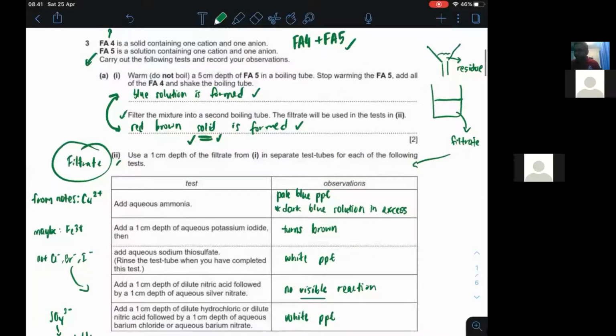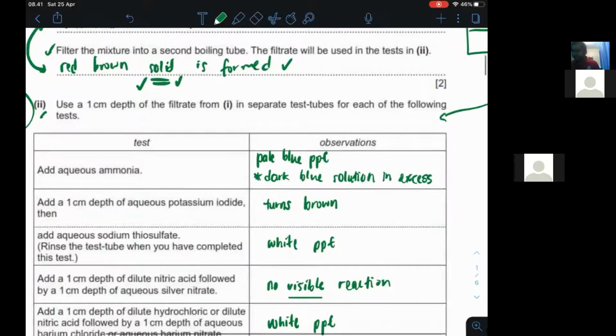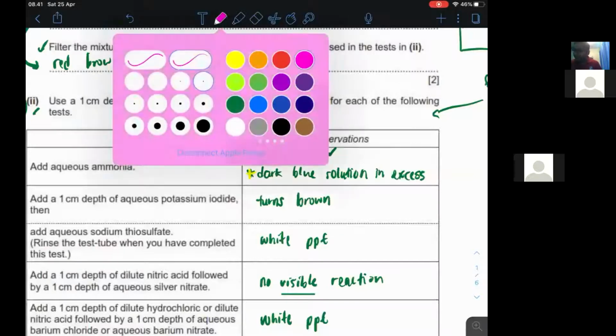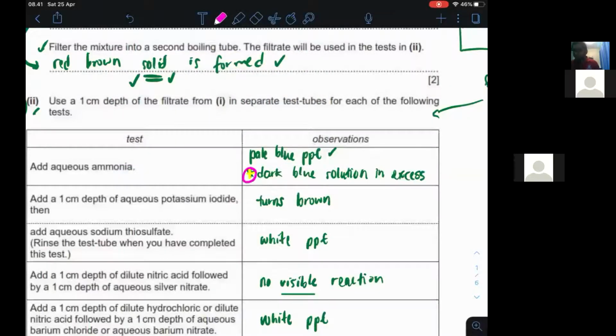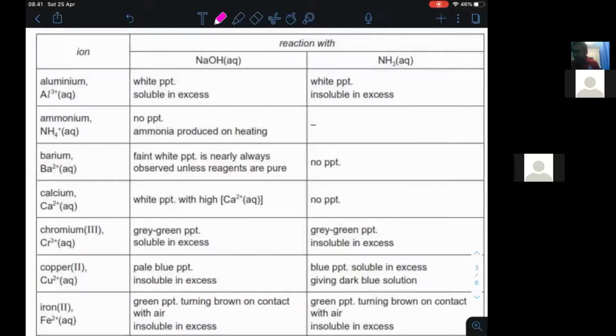And then what happened is when they test with aqueous ammonia, when they add aqueous ammonia to the filtrate, you see a pale blue precipitate. I put a star over there because when you see a pale blue precipitate using ammonia, you can see according to the notes, when you add ammonia, you see a pale blue precipitate.